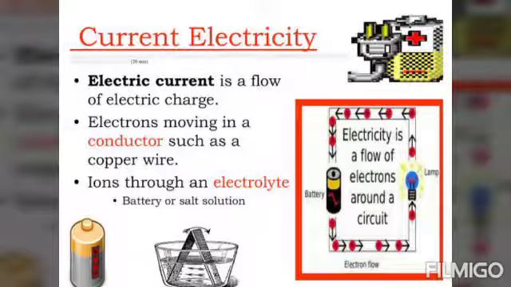So this is about how the electric current is obtained, how the electric current is made to flow. Now we'll see about current electricity, how this current electricity is produced. You can see the picture.